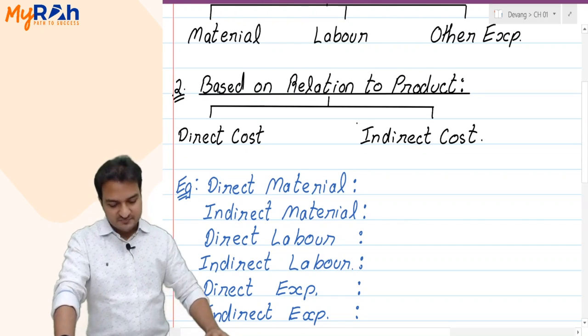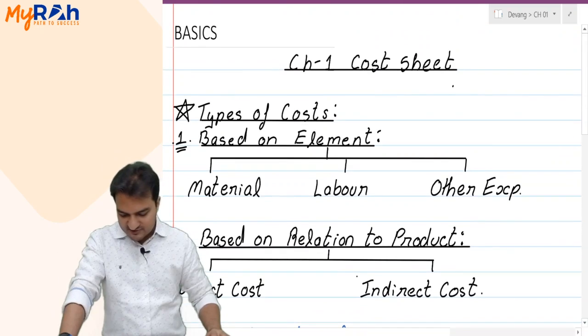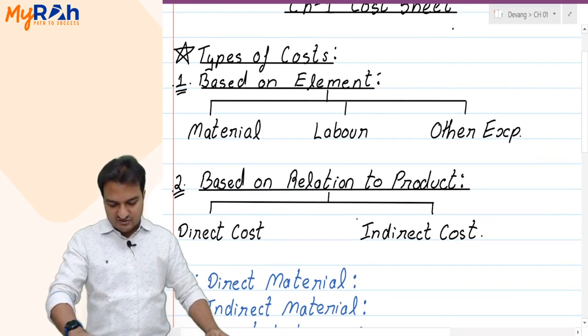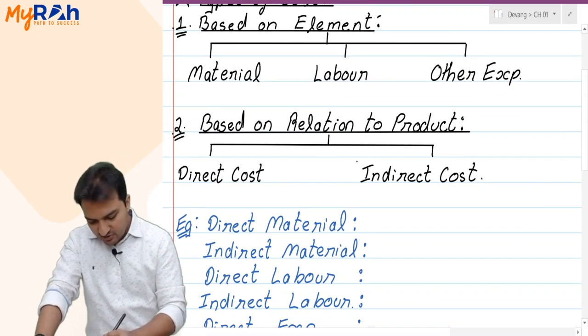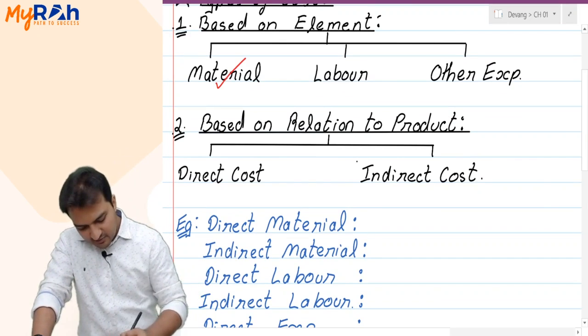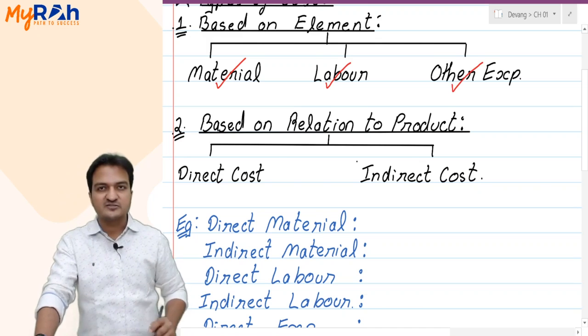Okay, we'll discuss. Now, for these types of cost, I have two different classifications. First is my classification based on element. Based on element, we have material cost, labor cost, and other expenses.